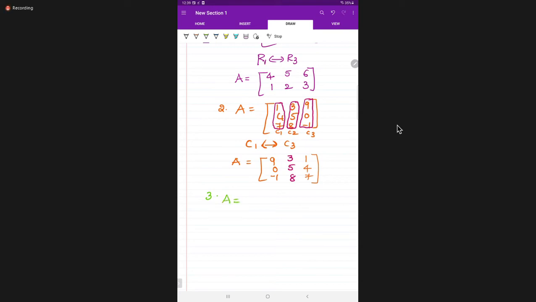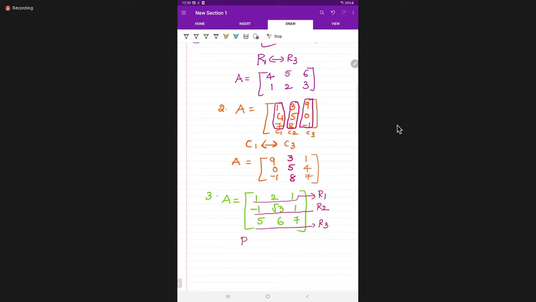Capital A is equal to [1, 2, 1; -1, √3, 1, 5]. Now, students, listen carefully here. This row is R1, this row is R2, and this is R3. Here they have given 3 rows.